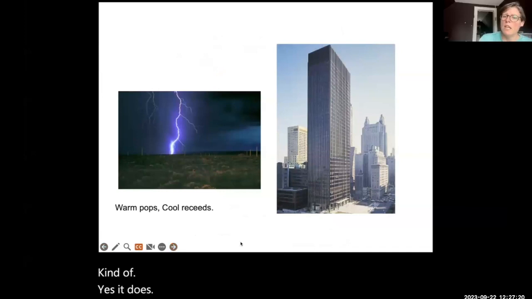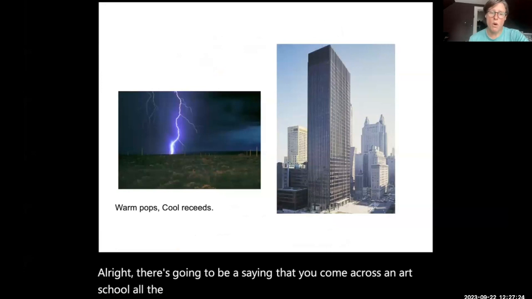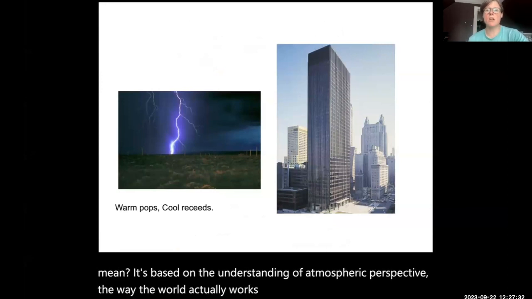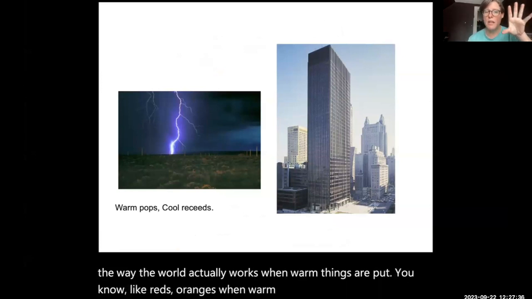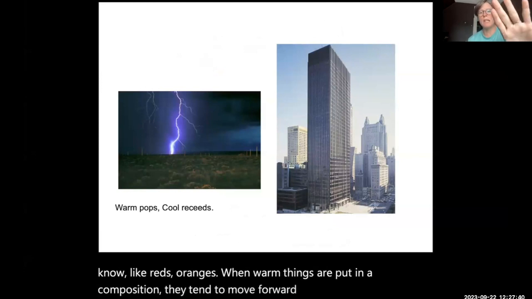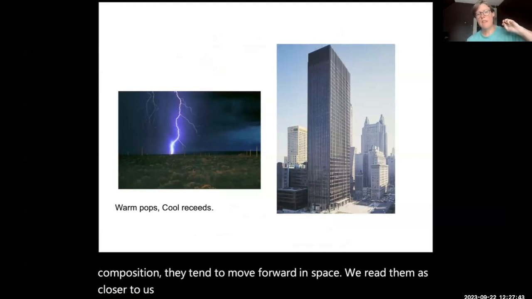All right. There's a saying that you come across in art school all the time: warm pops, cool recedes. What does that mean? It's based on the understanding of atmospheric perspective, the way the world actually works. When warm things, like reds and oranges, are put in a composition, they tend to move forward in space. We read them as closer to us than when cool things get put into a composition.